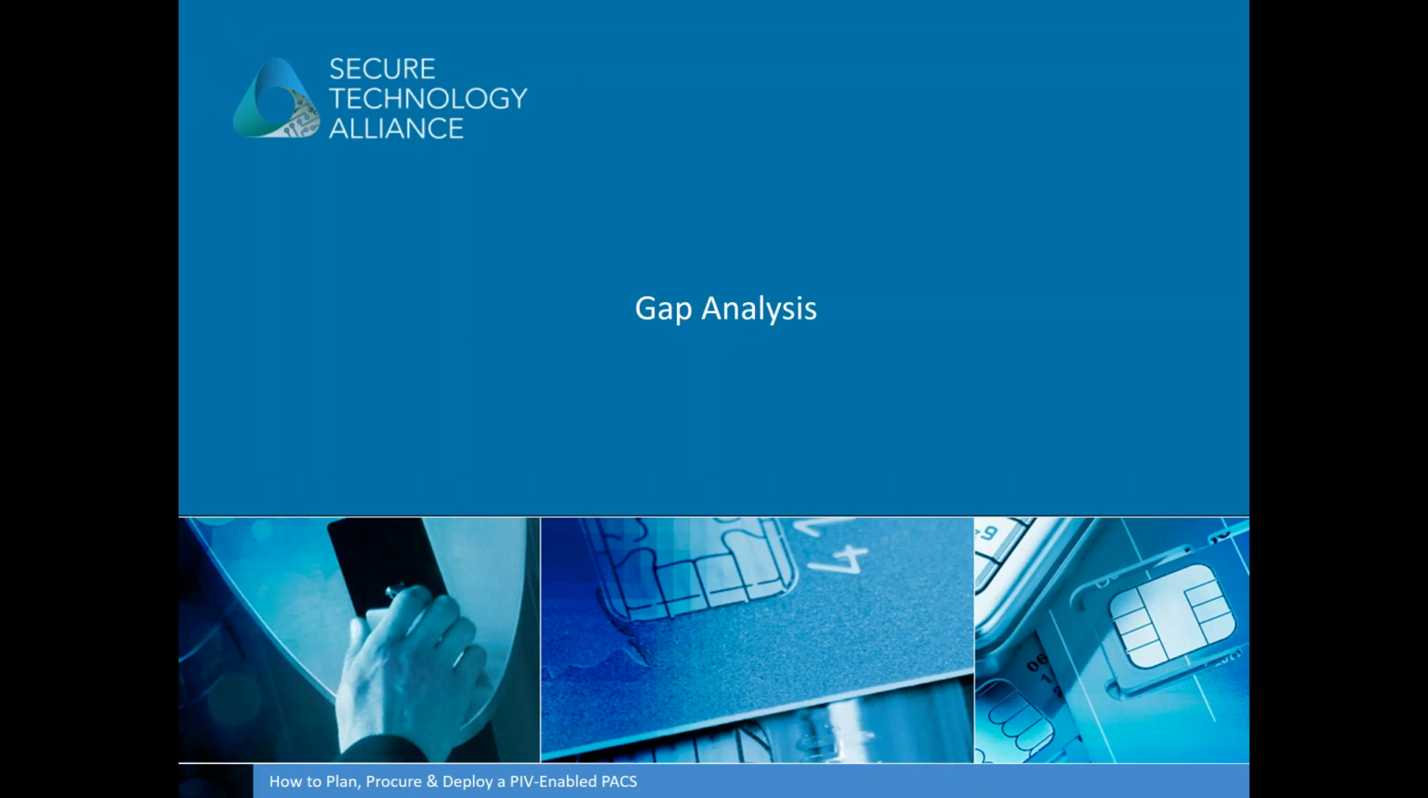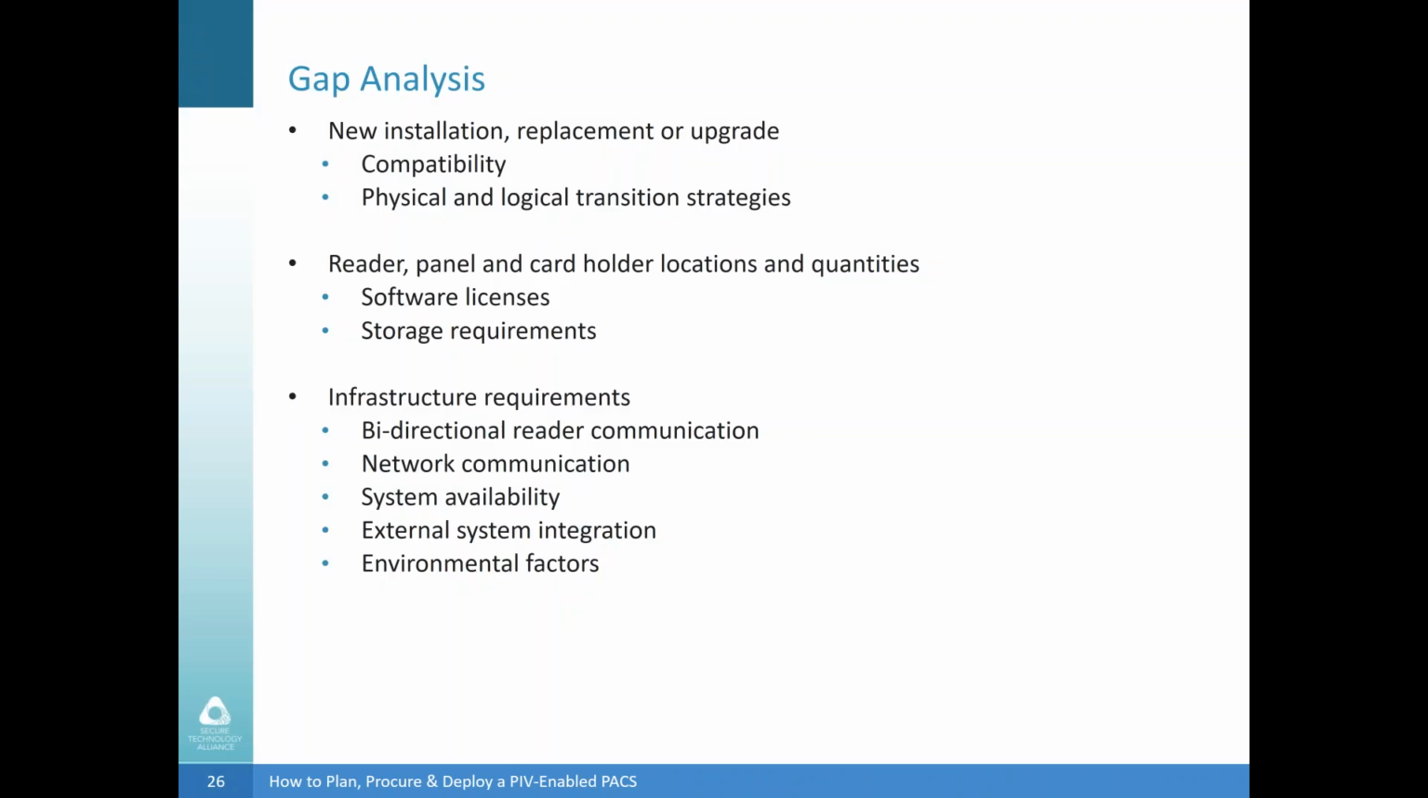Okay, thanks again, Mark. We've already done our current state assessments, and we know what our desired end state is. The next step of the process is to perform a gap analysis so that we can finalize our scope. It's pretty easy to do this for a new installation, so there's no concerns about CAD compatibility or transition strategies. Unfortunately, it's the least common scenario.